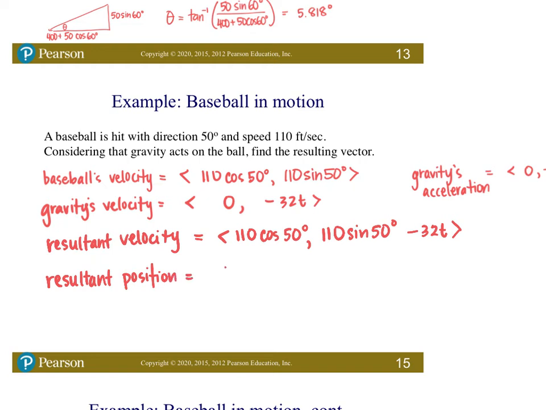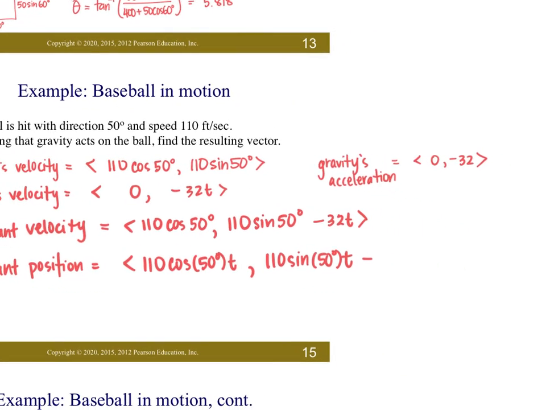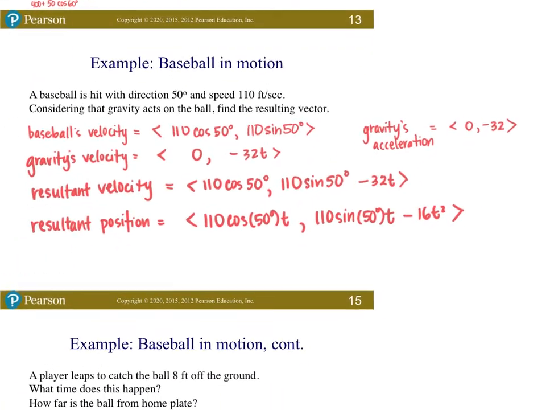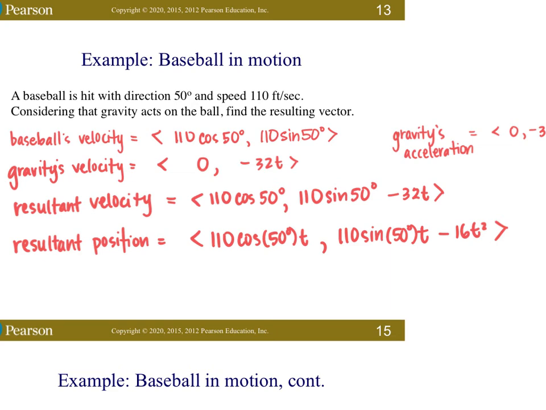Of the ball. And so we can use antiderivatives again. 110 cos 50 is a constant, and so the antiderivative of that would be 110 cos 50 degrees t. And then the position vector 110 sine 50 degrees, that's a constant, t. And then the antiderivative of 32t is 16t squared. Now I know we've got plus c for all of those, but constants aren't going to affect the vectors. So yay, we don't have to remember plus c.